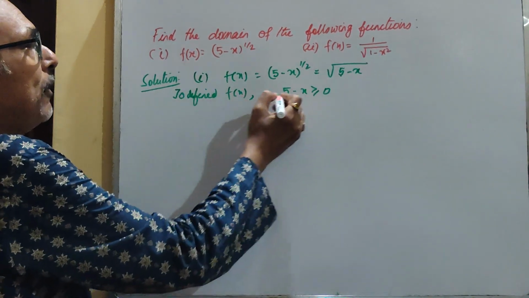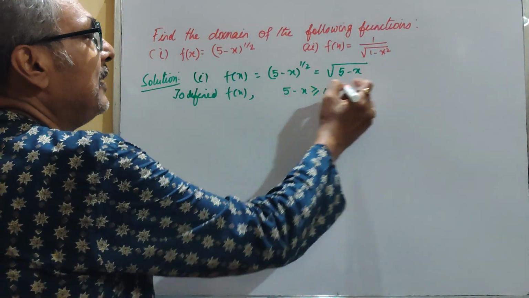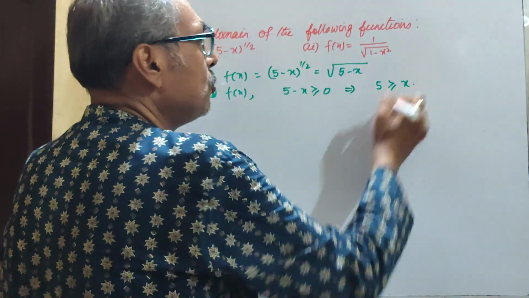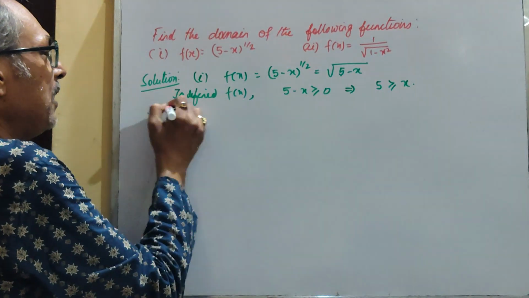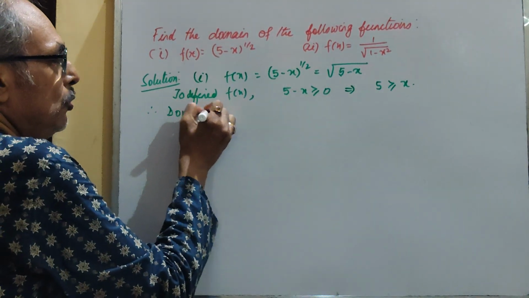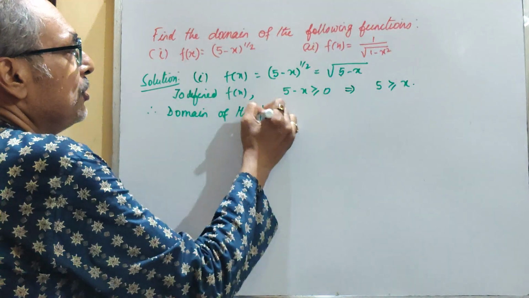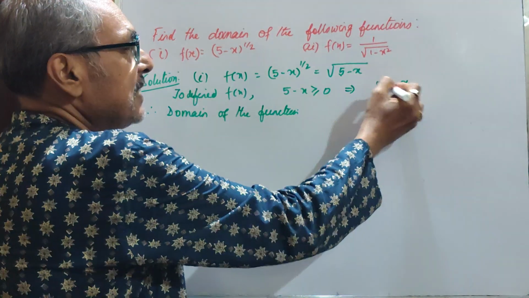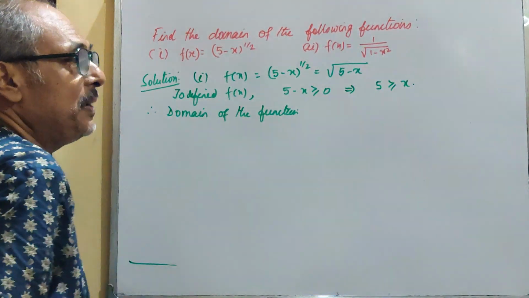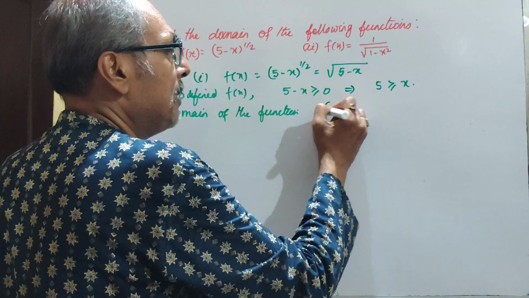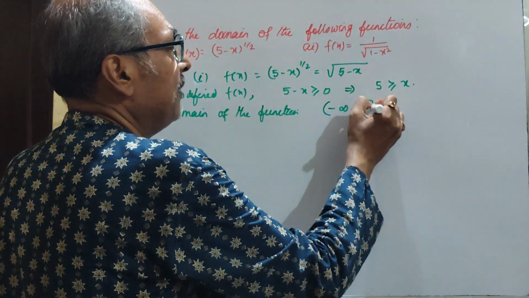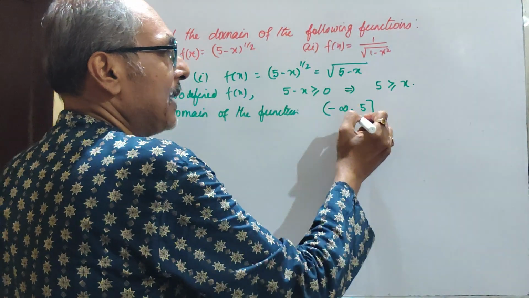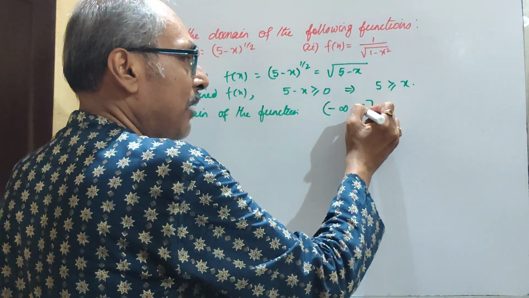So to define f of x, 5 minus x should be greater than or equal to 0. This implies 5 should be greater than or equal to x. Therefore, for the domain of the function, x should be less than or equal to 5. That is, minus infinity to 5. Here we have an open bracket, and here we have a close bracket. That means x can take the value 5.